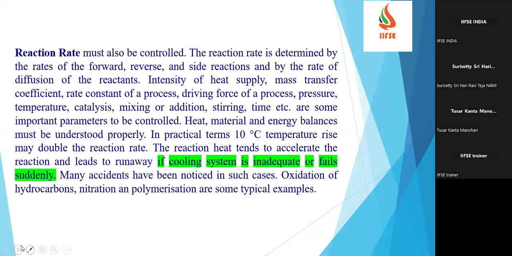This happens when your cooling systems are not adequate or not in working condition at the time of the reaction process, and many accidents have been noticed in such cases. Oxidation of hydrocarbons, nitration and polymerization are some typical examples of these exothermic reactions.